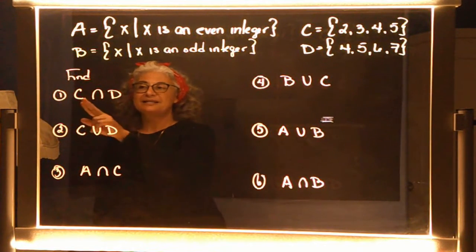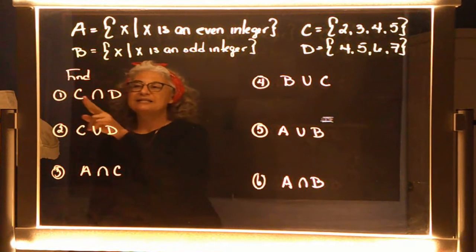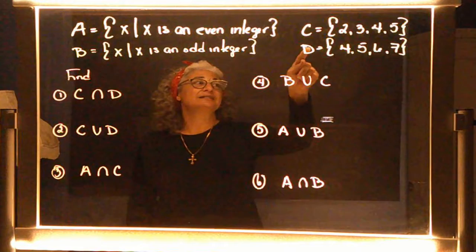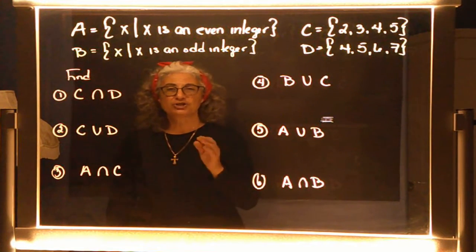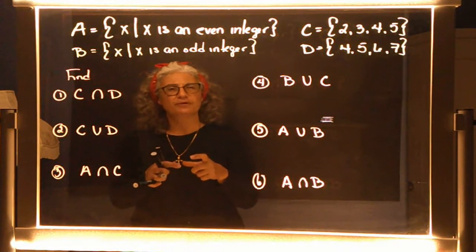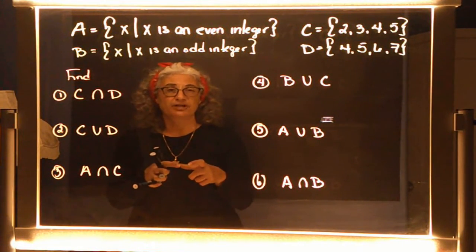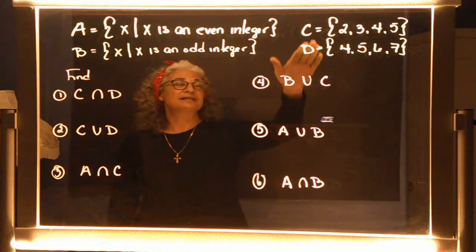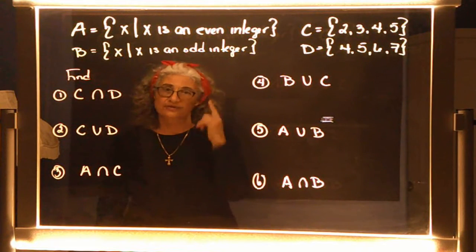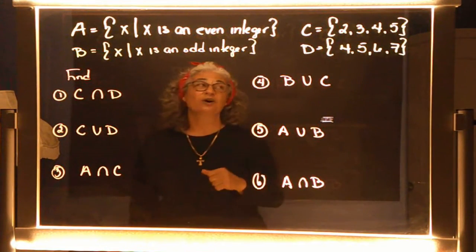Problem number 1 is saying C, and what's that upside down U mean? Intersection. C and D, they want the intersection between sets C and D. So remember, just like 2 streets intersect, they have something in common, right? At their intersection, they have a section in common. So I'm looking at sets C and D, and I'm trying to figure out what do they have in common. That's an easy way to think of the word intersection. What do they have in common?